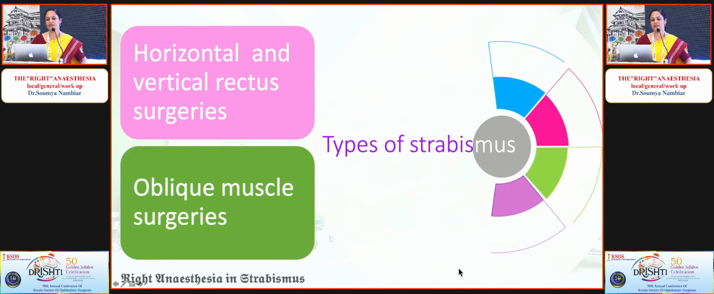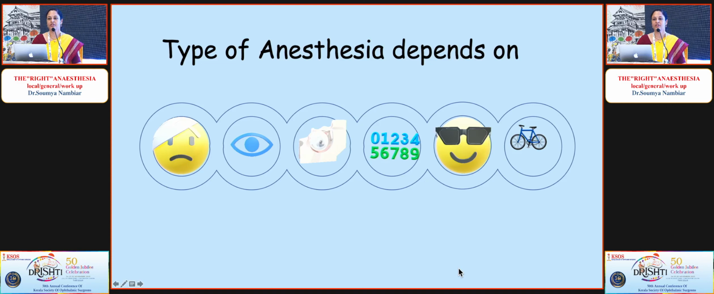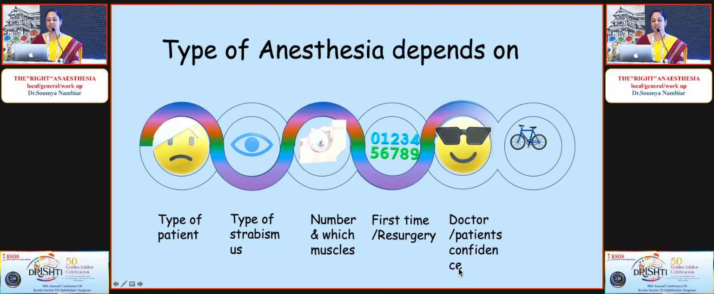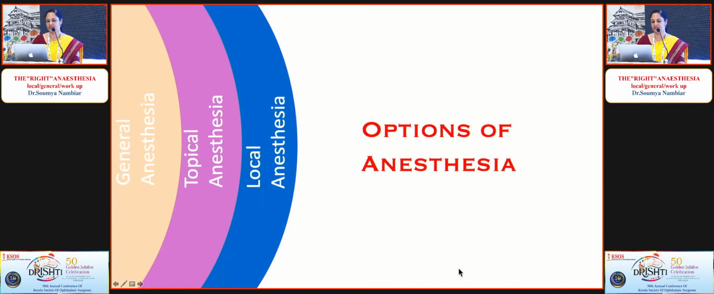So basically, the various types of strabismus which we know are horizontal and oblique surgeries. Therefore, the type of anesthesia will depend upon what type of patient it is, what type of strabismus, how many muscles you're going to tackle, whether the surgery is done for the first time, the doctor and patient confidence level, and the availability in your place.